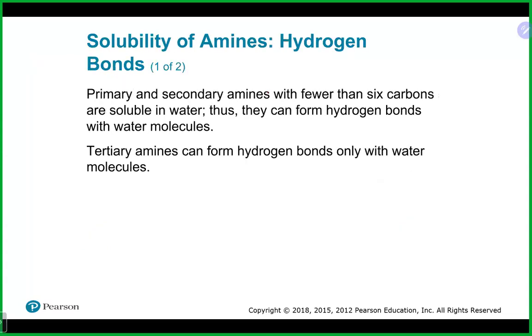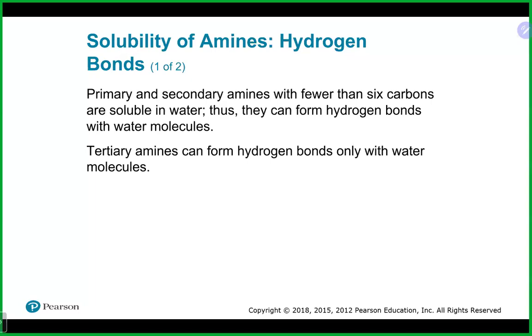Now, in terms of solubility with amines, primary and secondary amines that have less than 6 carbons are typically going to be soluble in water, and that is because they can hydrogen bond with water. And tertiary amines, though, can form hydrogen bonds only with water molecules. They cannot hydrogen bond with themselves because they're missing a hydrogen. But they still have a nitrogen that can interact with the hydrogen from water, so they can do that right there. But they cannot hydrogen bond.